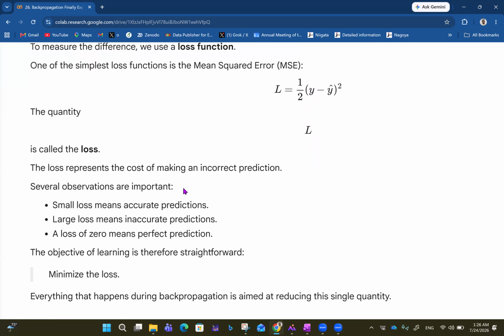Several observations are important. Small loss means accurate predictions. Large loss means inaccurate predictions. A loss of 0 means perfect prediction. That means your prediction is exactly what the target is. So the objective of learning is therefore straightforward.